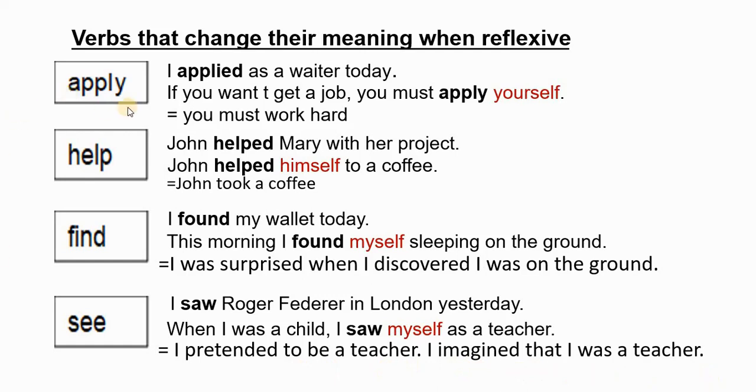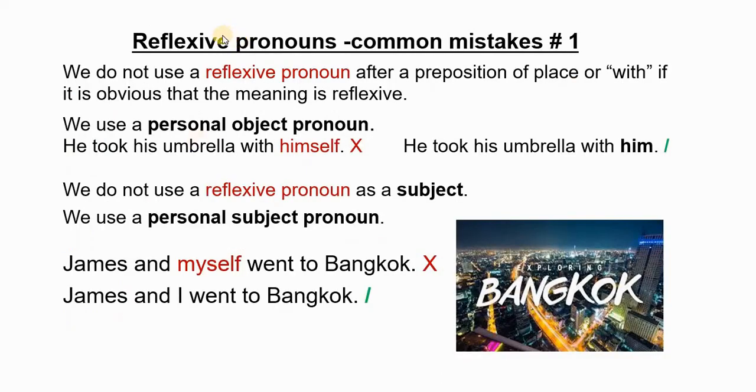So these verbs, apply, help, find, see, these verbs change their meanings when they are reflexive. And there are other examples, but these are very common examples. Now, let's look at some common mistakes. Reflexive pronouns common mistakes number one. We do not use a reflexive pronoun after a preposition of place or with if it is obvious that the meaning is reflexive.